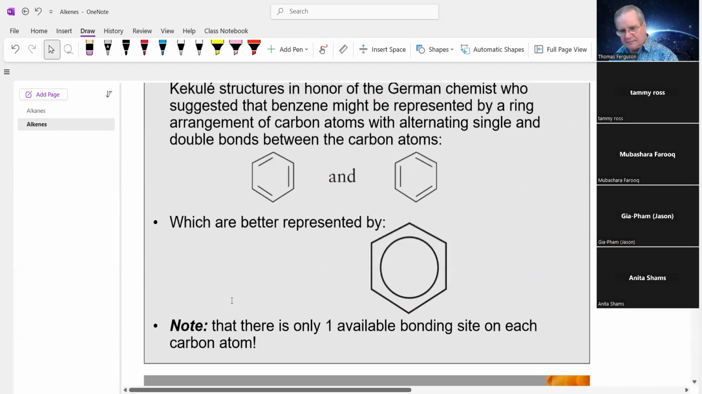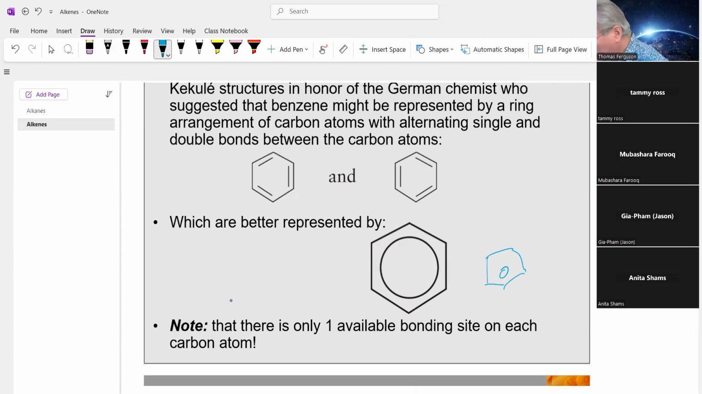So as I was stating at the beginning of this lecture, we've got this combination of single and double bonds in a ring, and it's a six-membered ring. And what happens is they usually draw it like this. Okay, and because of that, there's only one hydrogen here rather than two.